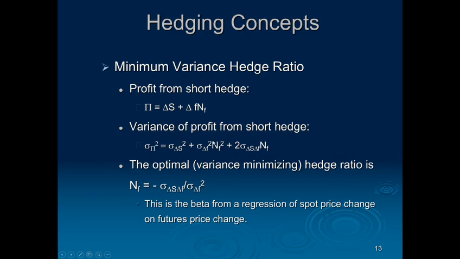And from that, if we solve for NF, the number of futures contracts, we end up with this equation here. The number of futures contracts that we need to hedge is equal to the covariance between changes in the spot and futures prices divided by the variance of changes in the futures price. This is identical to the equation. This is why I say that you should be familiar with this. This is identical to the equation for what? What other model uses this?